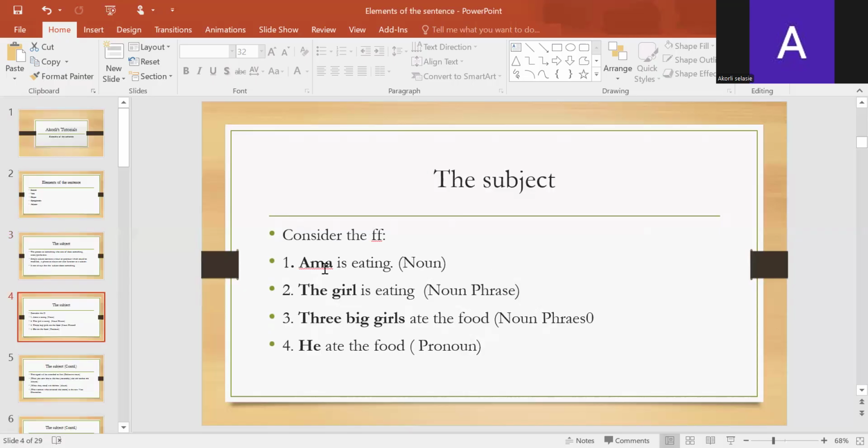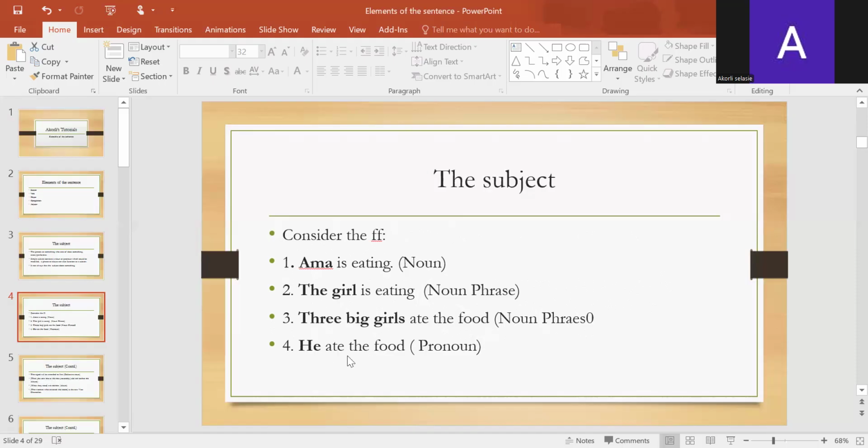Now, the subject, for example, Amma is eating. Amma is doing something. The girl is eating. You see, the girl, the noun phrase. A phrase is a group of words. Maybe Amma is just one word, but the girl is a group of words. Three big girls. You see, this is a phrase, all right, with a modifier. So the head is girls, but you have three big preceding the word girls. He ate the food.